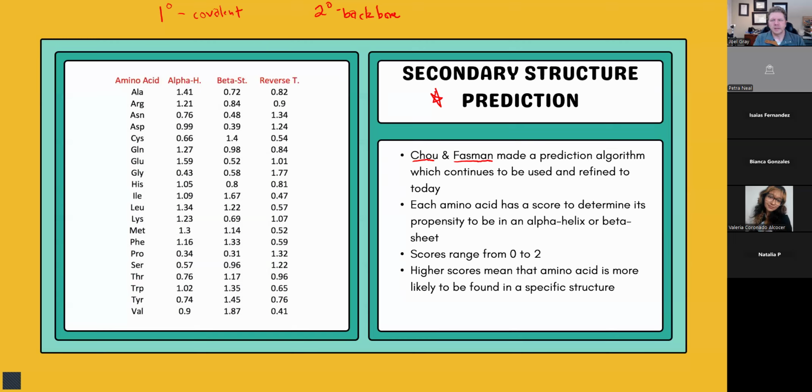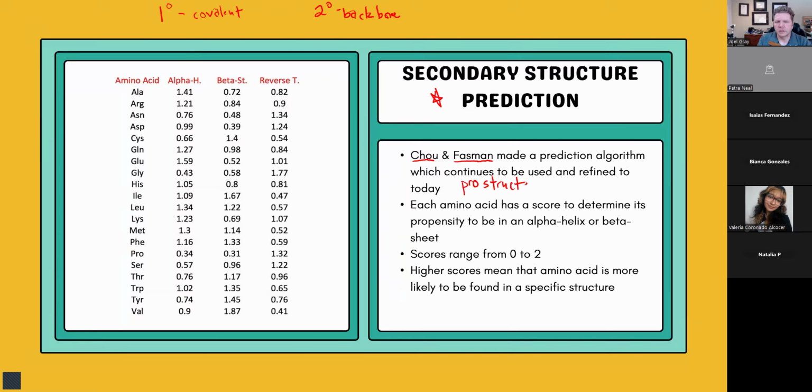Now, with that said, Chou and Fasman made a prediction algorithm, which continues to be refined and used to this day. Essentially, what they did was they looked at all of the papers that were currently available on protein structure.